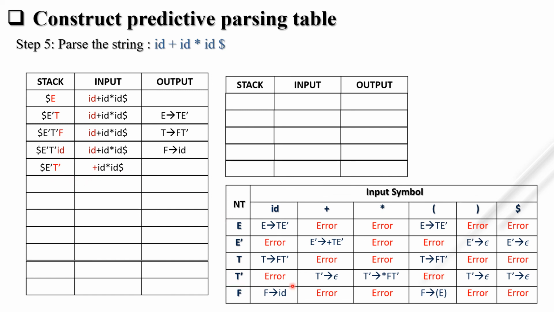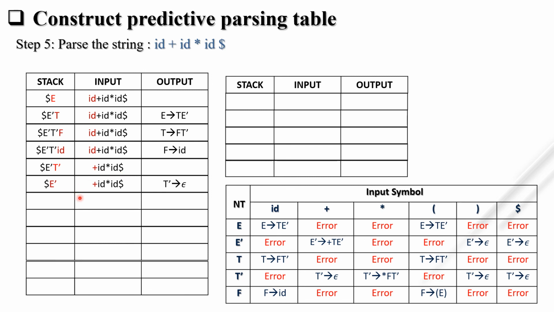What is plus here? Okay, we have to put T dash tends to null. So we put here T dash tends to null. So when we put here T dash tends to null, what we get? Only E dash. And this input string is as it is.